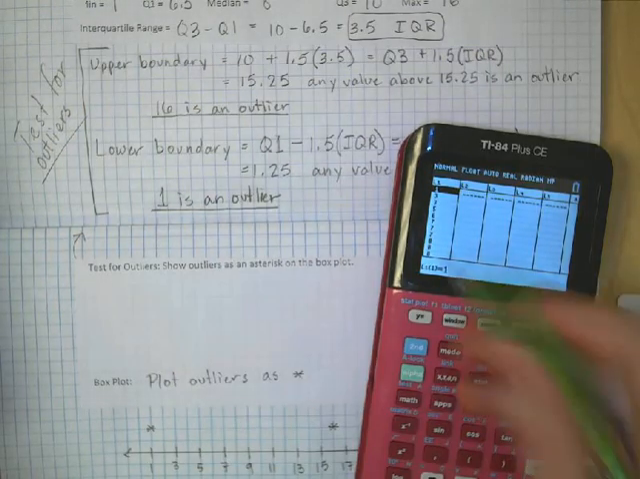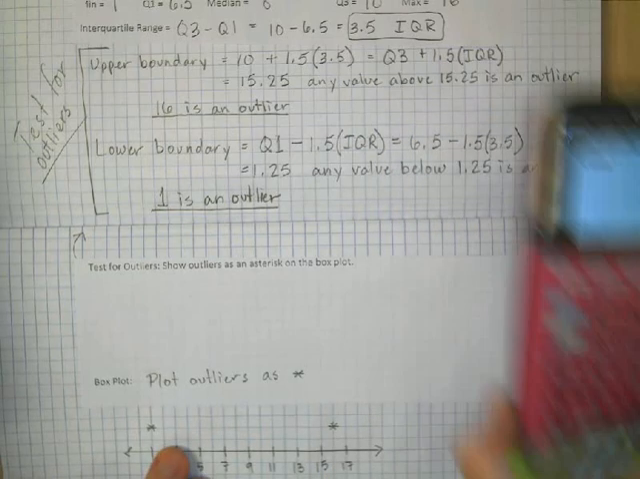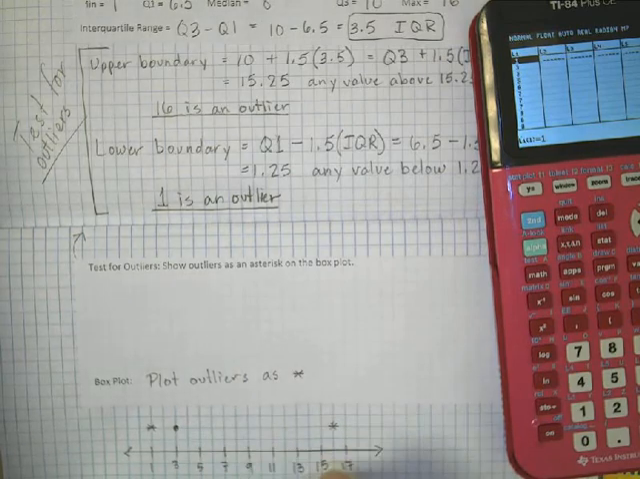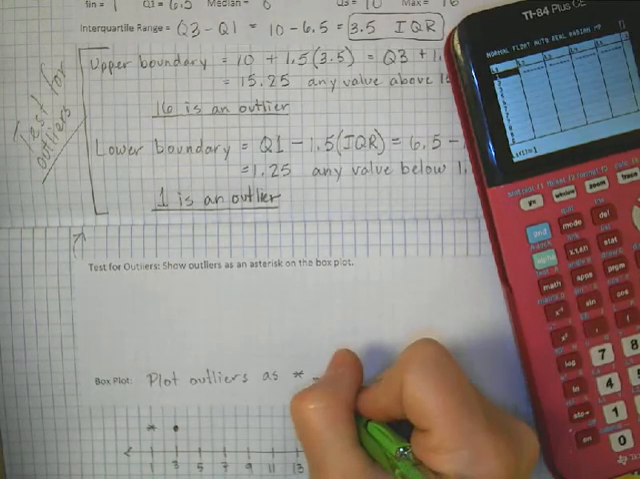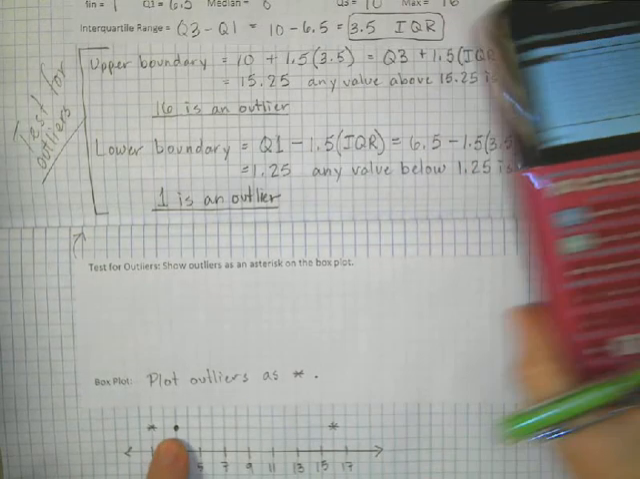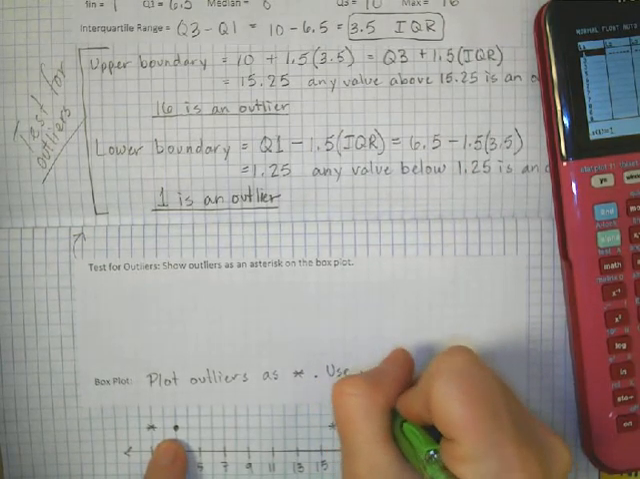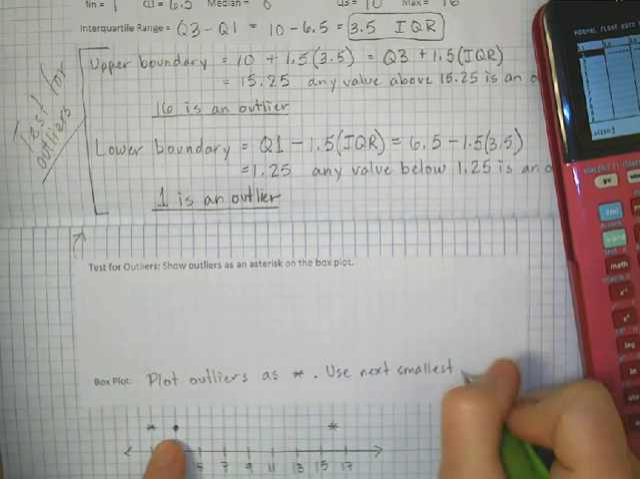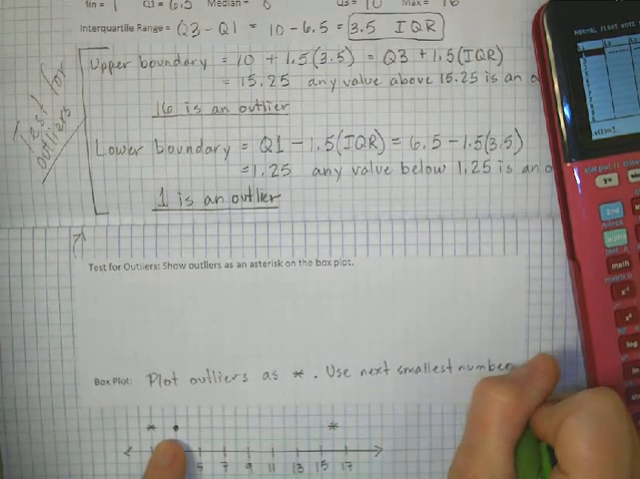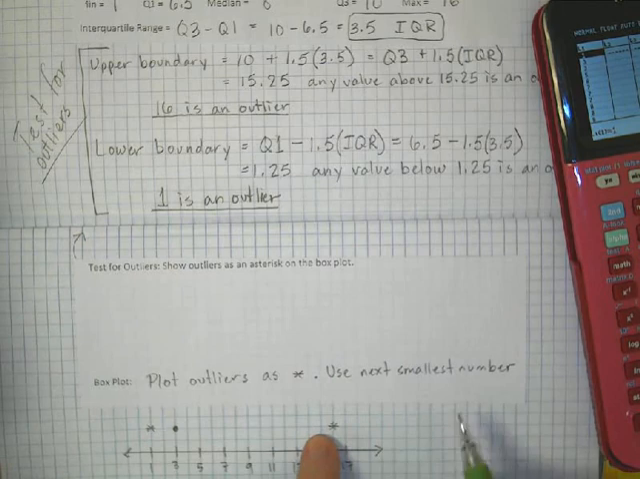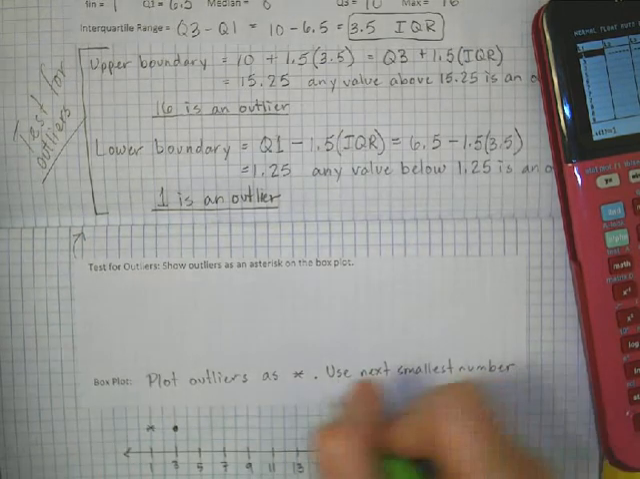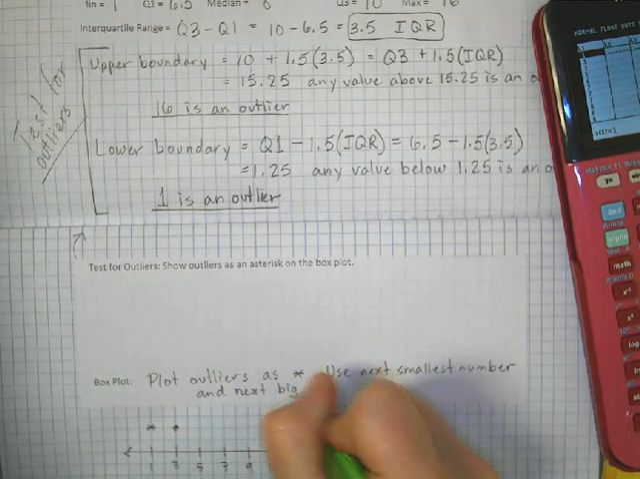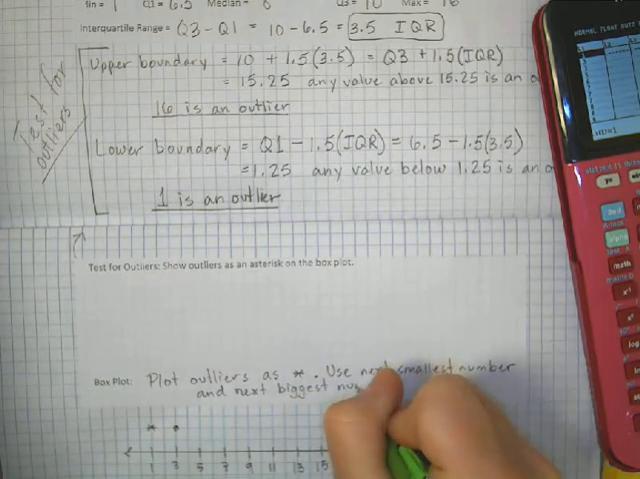So now I'm going to plot the next smallest number. I'm going to put a closed dot. So this is the next smallest number. The outliers are with an X, with an asterisk. And then I'm going to use the next smallest number. And then, of course, on the other side, I'm going to use the next biggest number for the whiskers.